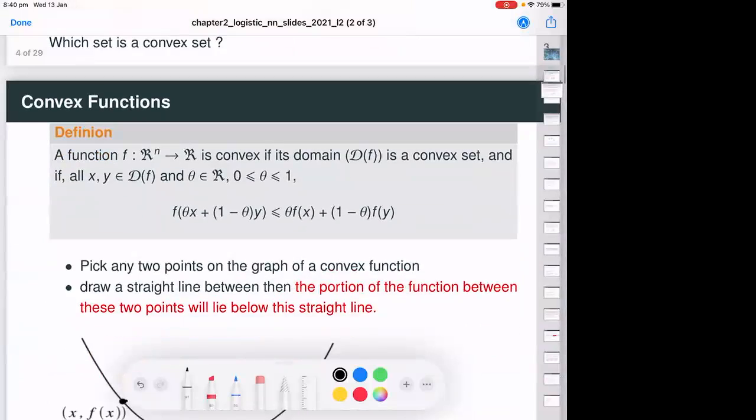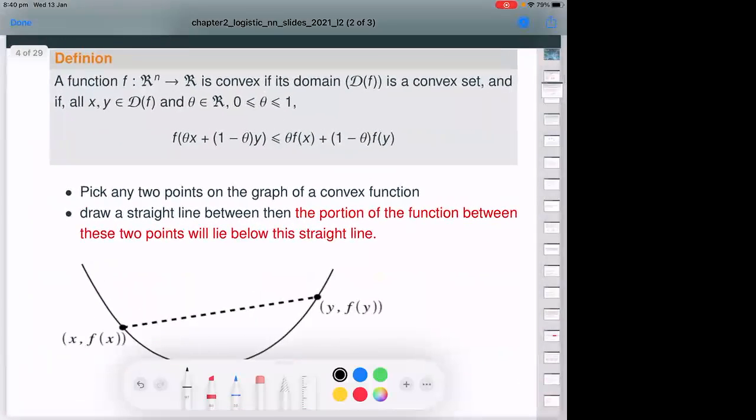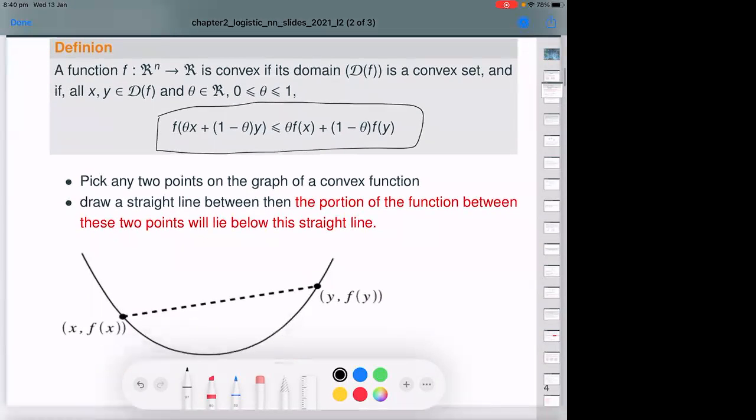Convex function now. Definition of the convex function. So I put the formal definition here. If you're looking at this formal definition of a convex set, if you have a function, well, I take just a function in R. You pick any two points of the graph of your convex function, you draw a line, and the portion of the function between these two points will lie below the straight line. So in my example, this is a convex function. Make sense?